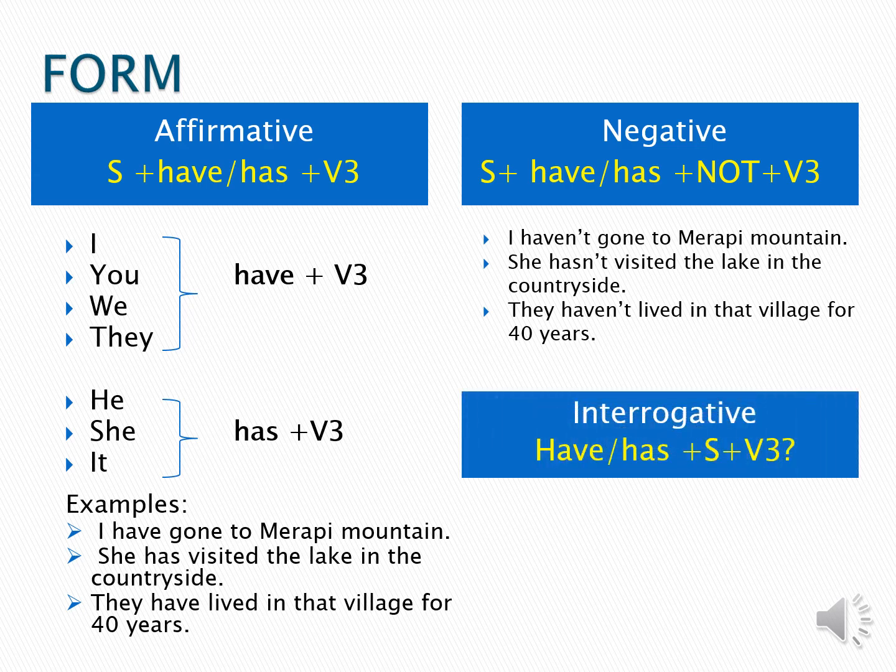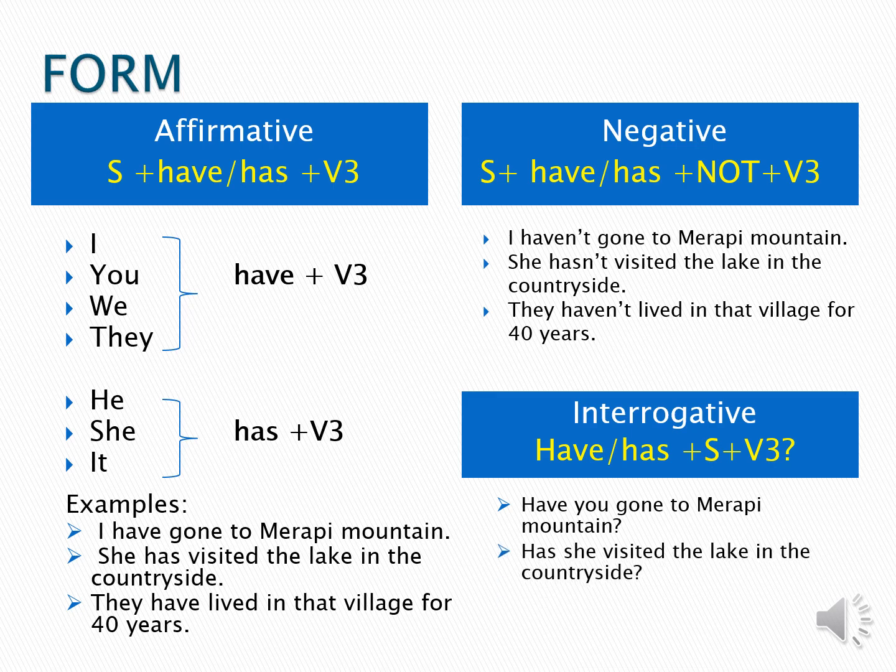And the last we have interrogative form or yes or no question. The pattern consists of have or has, depending on the subject, and then subject, and it is followed by verb 3. For example, have you gone to Merapi Mountain? Yes, I have. Or no, I haven't. Has she visited the lake in the countryside? Have they lived in that village for 40 years?